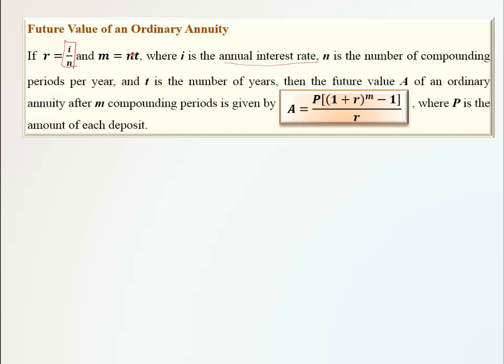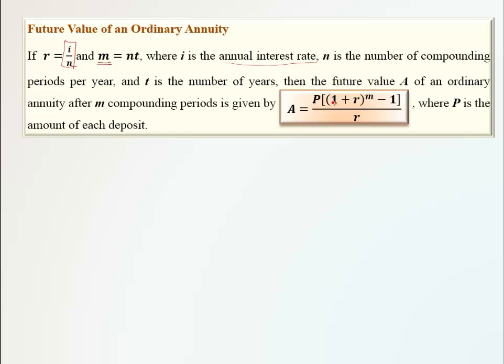And the number of compounding periods per year times time, t, in years, gives us the number of compounding periods overall in certain time. So this overall number of periods will be called M. Then the future value A of an ordinary annuity after M compounding periods is given by this big formula. We start with the P, which is the amount of each deposit. Let's say we deposit money to the bank every month for 5 years. And we assume that this deposit per month will be constantly the same. That will be our P.